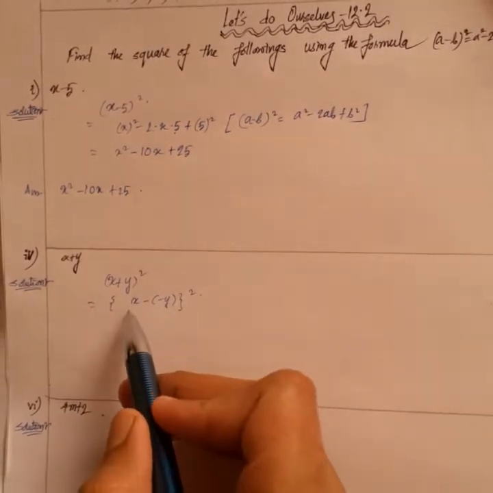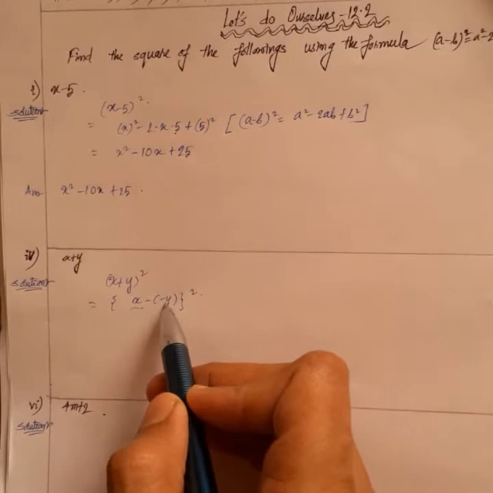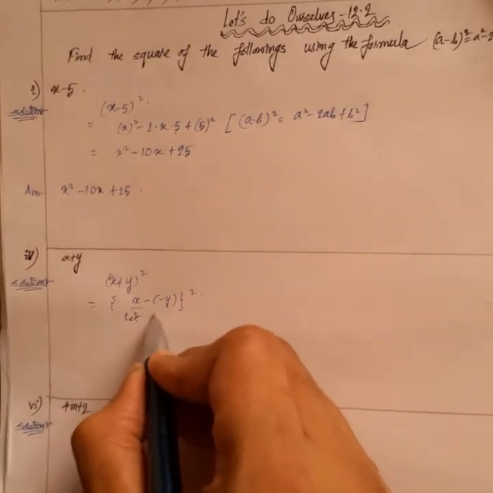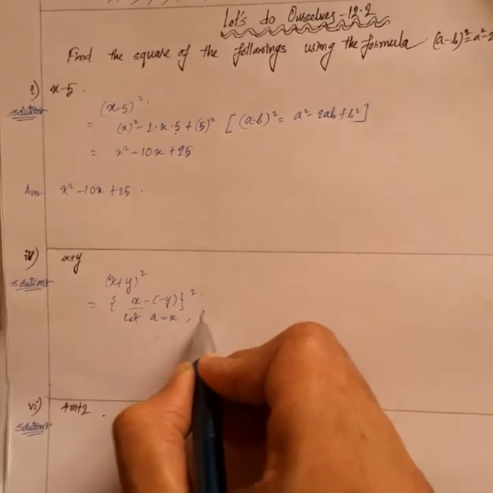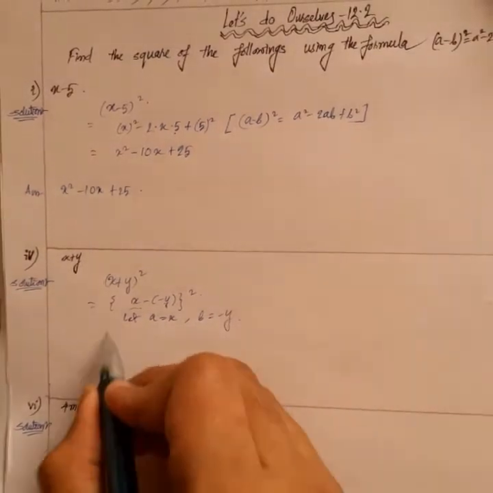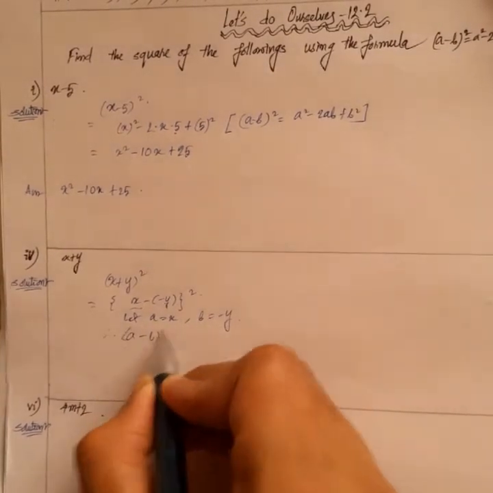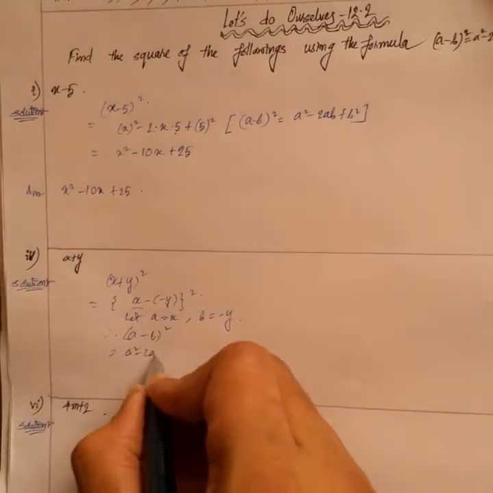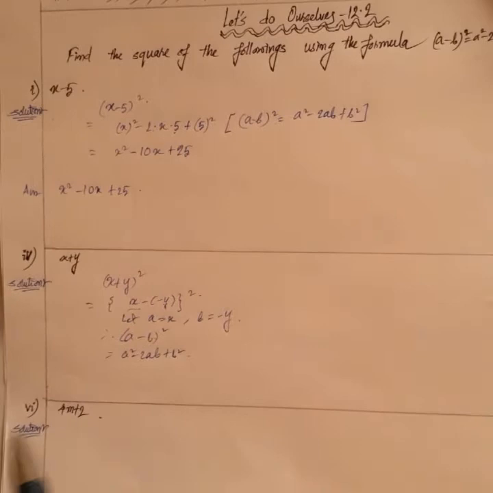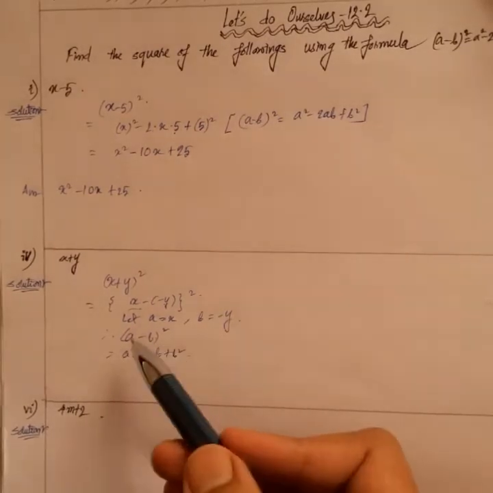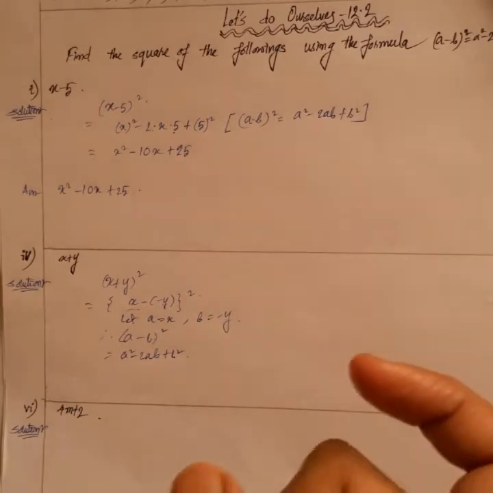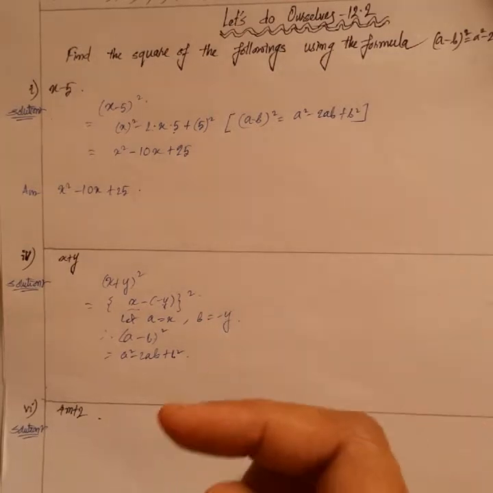Now you can see that x becomes a and minus y becomes b. So for your convenience you can write let a is equal to x, b is equal to minus y. So a minus b whole square. From here you are getting a square minus 2ab plus b square. Since I am writing this in the expression of the formula itself, I am not going to mention the formula sideways.